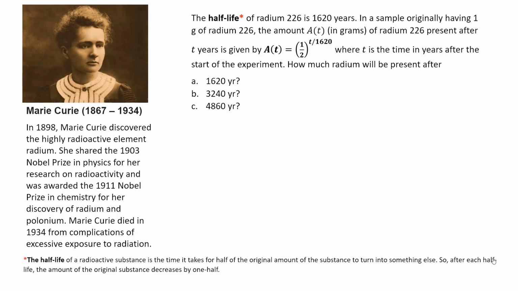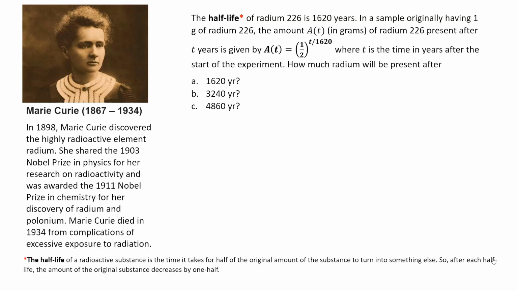So in a sample originally having 1 gram of radium, radium-226 is a kind of radium with a certain number of protons. The amount A of T in grams of radium-226 present after T years is given by A of T equals 1/2 raised to the T over 1620. And I'll tell you what the general formula is for figuring out how much of any kind of radioactive element will be left after a certain number of years in a minute.